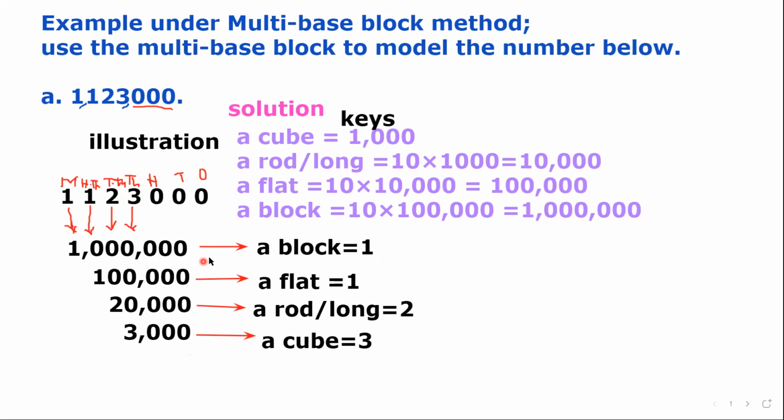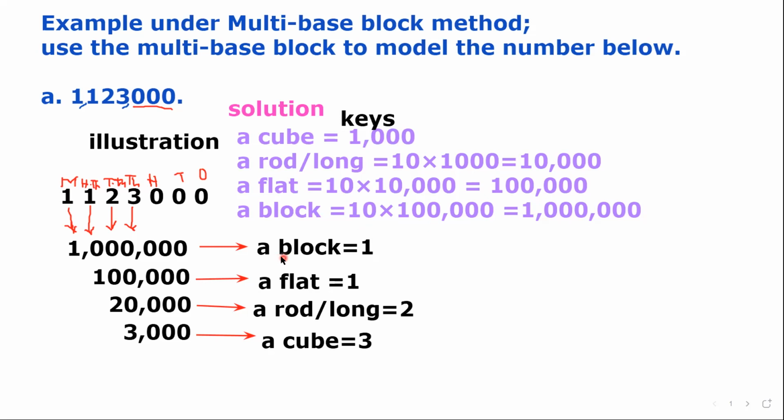So based on this, you're able to choose the key that will be most appropriate to represent these numbers, so that you can model the number given here. So when you choose 1 million, per what we have stated earlier with the keys, you will not waste time drawing several keys, but you will draw one block, which will be equal to 1 million.